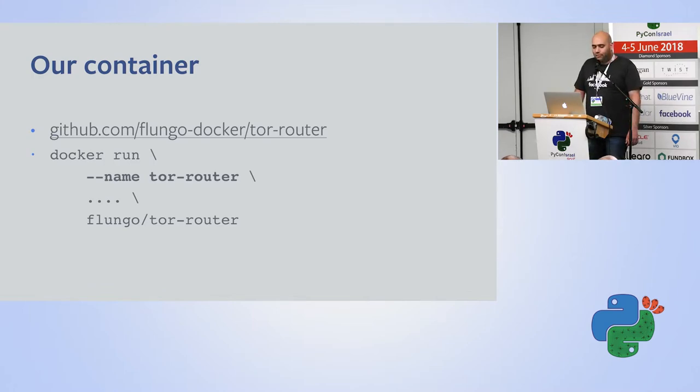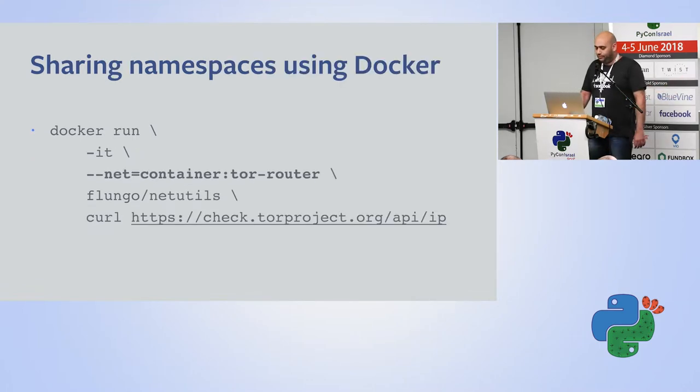Okay, so we have a container running. Now let's do some cool stuff with it. The most basic thing you can do with this container, and this is from the documentation, the magic flag is the --net flag for Docker run that allows you to reattach a new container to an existing network namespace. What this essentially does is it tells Docker, please run this container, and for the network namespace, use a pre-existing network namespace and just attach to it instead of creating a new one.